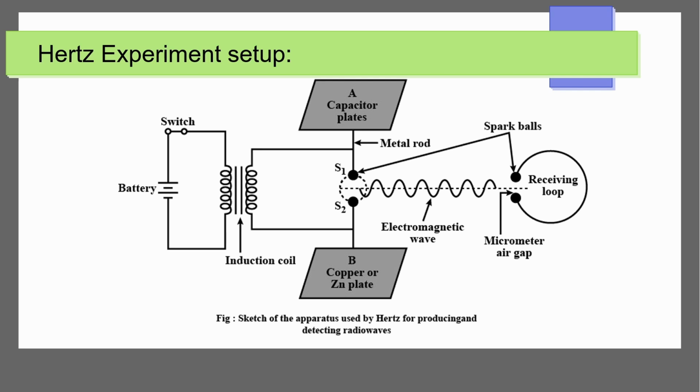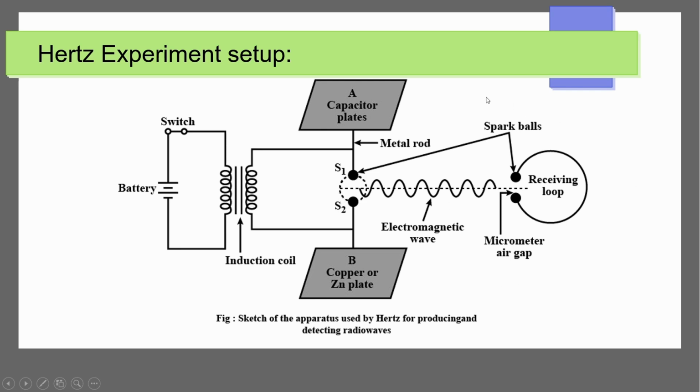So the battery supplies energy and the induction coil generates a high voltage current. And the capacitor plates store charges and release them in sudden bursts. Now the high voltage generated across both of these spark balls, S1 and S2, helps create rapid oscillations of charge, generating electromagnetic waves.